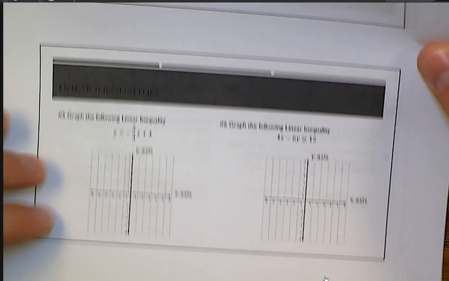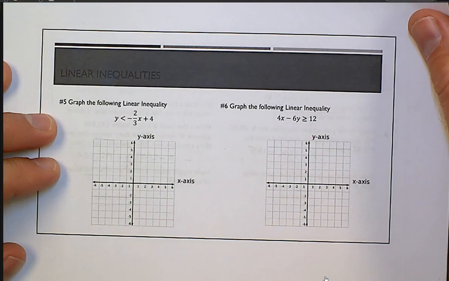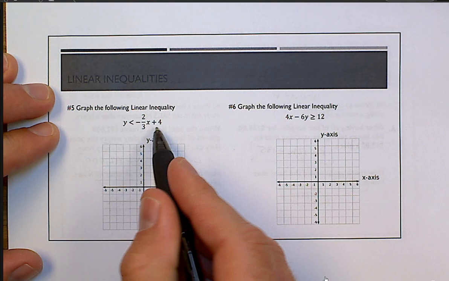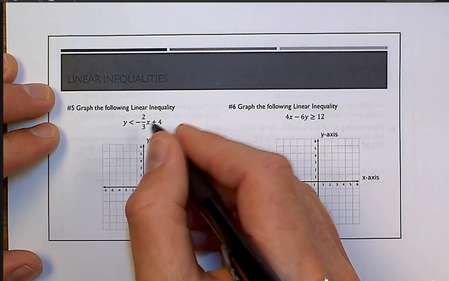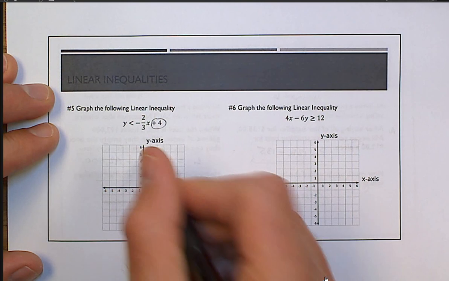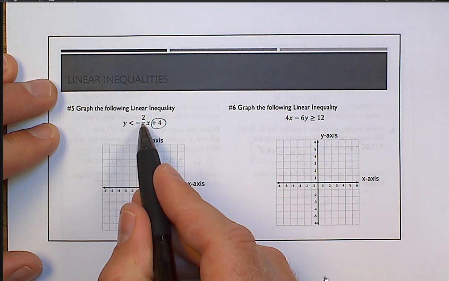So now we're going to get into a little bit of graphing. Again, this should be review for you from Algebra 1, but let's go through it. We're graphing a linear inequality. So this is in y equals mx plus b form already. And hopefully you remember that the first thing we want to do is plot the y-intercept, which is 4, so 1, 2, 3, 4. And then we're going to apply the slope. The slope is negative 2/3.